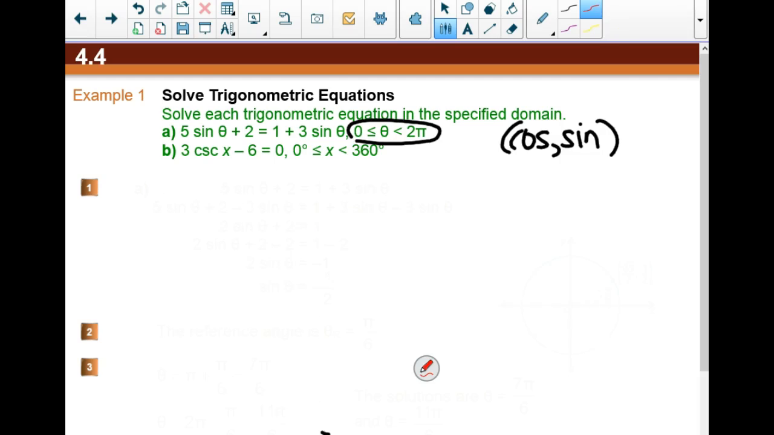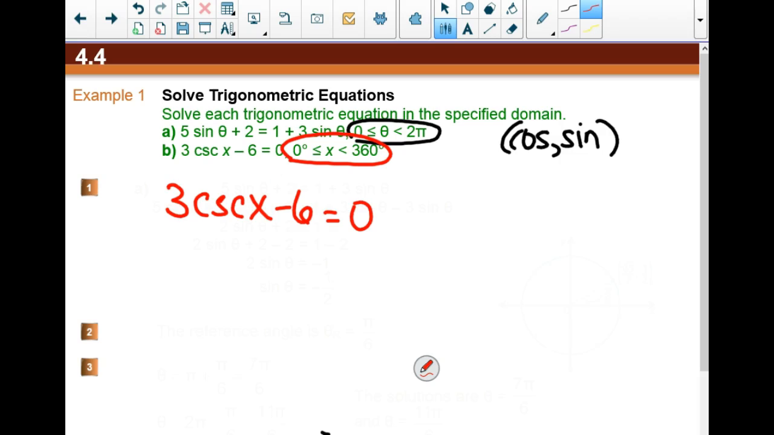Okay, so for b, we're doing the same thing. This is our equation. We have 3 cosecant x minus 6 is equal to 0. And our interval is from 0 to 360, so that's still an entire circle around. It's just we're talking in degrees instead of radians this time. So instead of having answers in radians, we'll have answers in degrees.